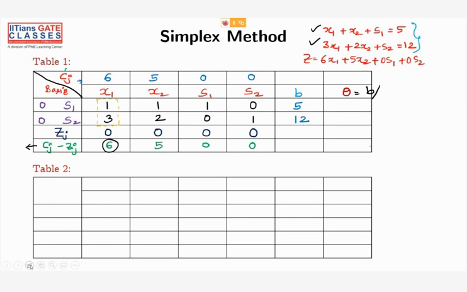Now coming back to your theta value, I'll write: Ci are pivot column elements. Pivot column elements. So for calculating theta, I take B, that is 5 divided by 1. 5 divided by 1 will give you 5. 12 divided by 3 will give you how much? 4. Clear? Right? So those are your theta values.